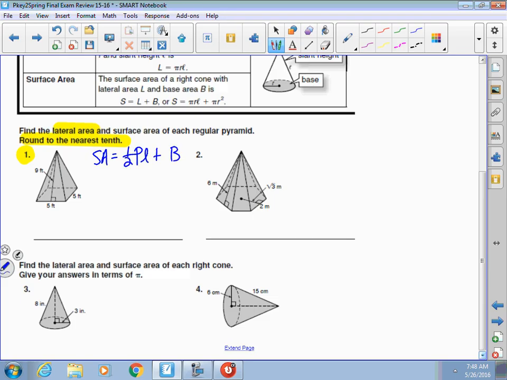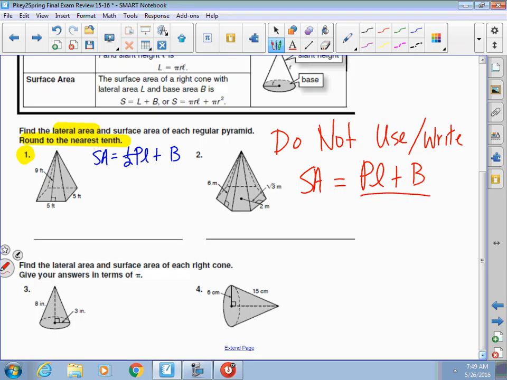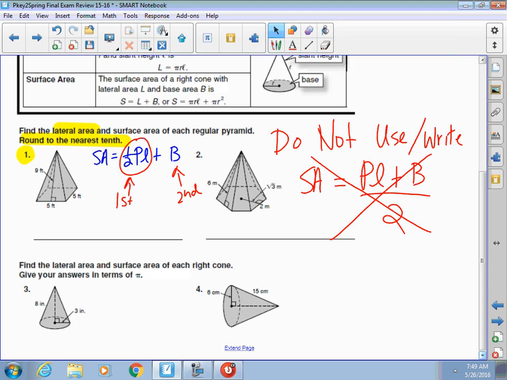I cannot stress enough, do not use surface area equals PL plus B divided by 2. That is wrong. This says to do this first, second. Multiplication and division comes before addition. So you have to take 1/2 PL, then add the base.